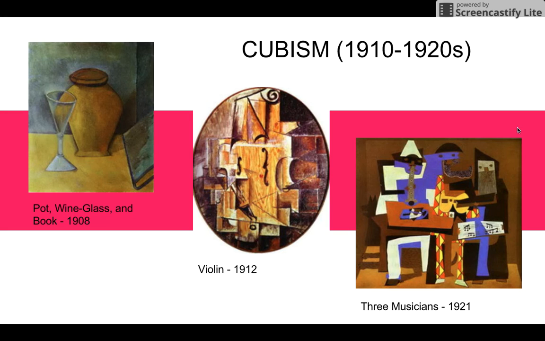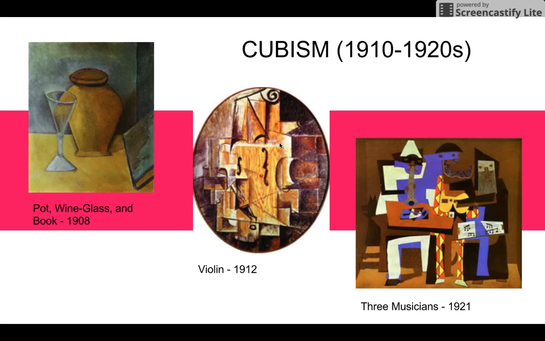And let's check out these images that we have here in front of us and see, from the early 1900s to the 1920s, how much his detail has changed as we move across time. Here we see the Pot, Wine Glass, and Book, 1908. So we have that lack of perspective. We're showing a little bit of shadow in his work and a little reflection in the glass.